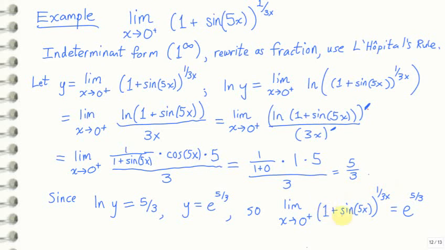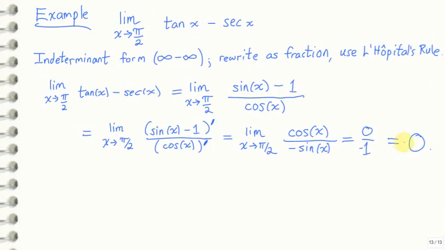I think we've got time for one more. Let's do the limit as x goes to pi over 2, tangent of x minus secant of x. Now, both of these, as you get closer to pi over 2, tend to infinity. So this expression is the indeterminate form, infinity minus infinity. We'd like to use L'Hopital's rule, so as always, we'll rewrite as a fraction, since it's not already there. Well, tangent is sine over cosine, and secant is 1 over cosine, so I can actually combine these into a fraction pretty easily.